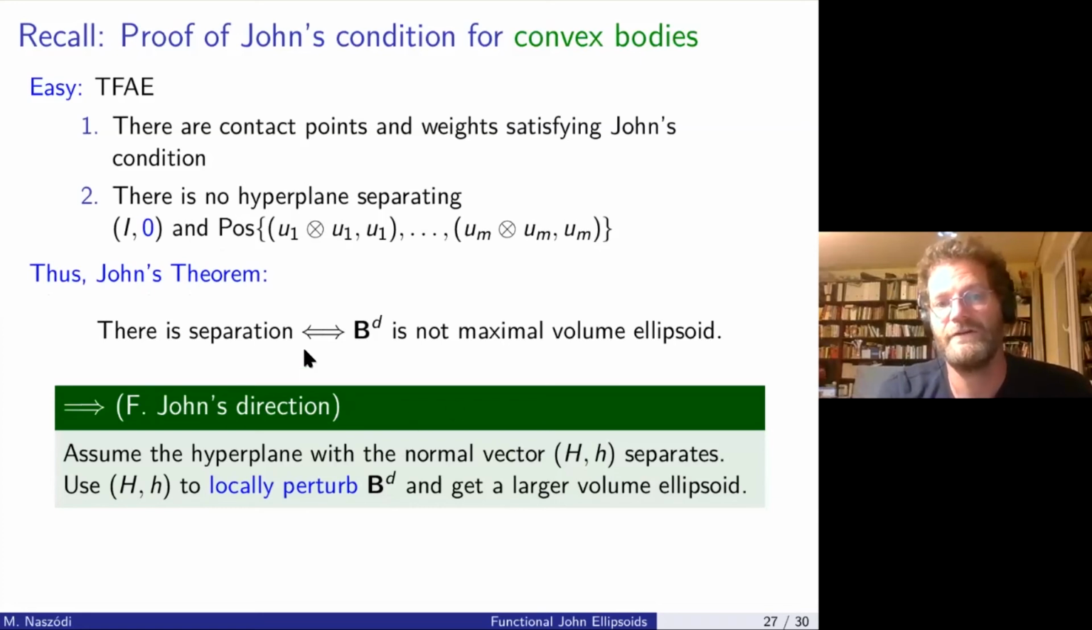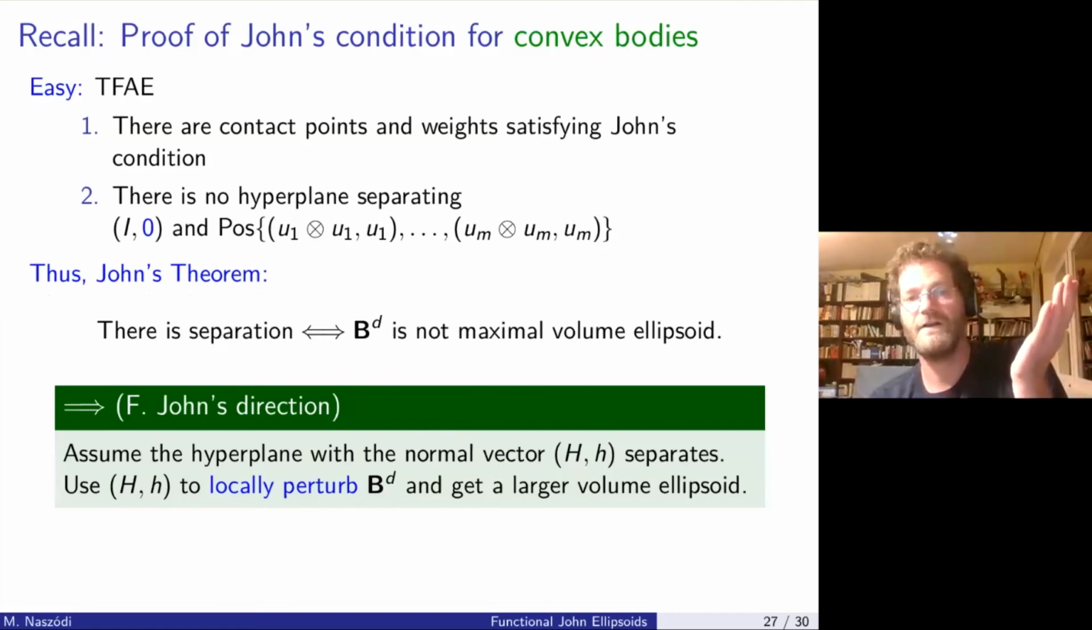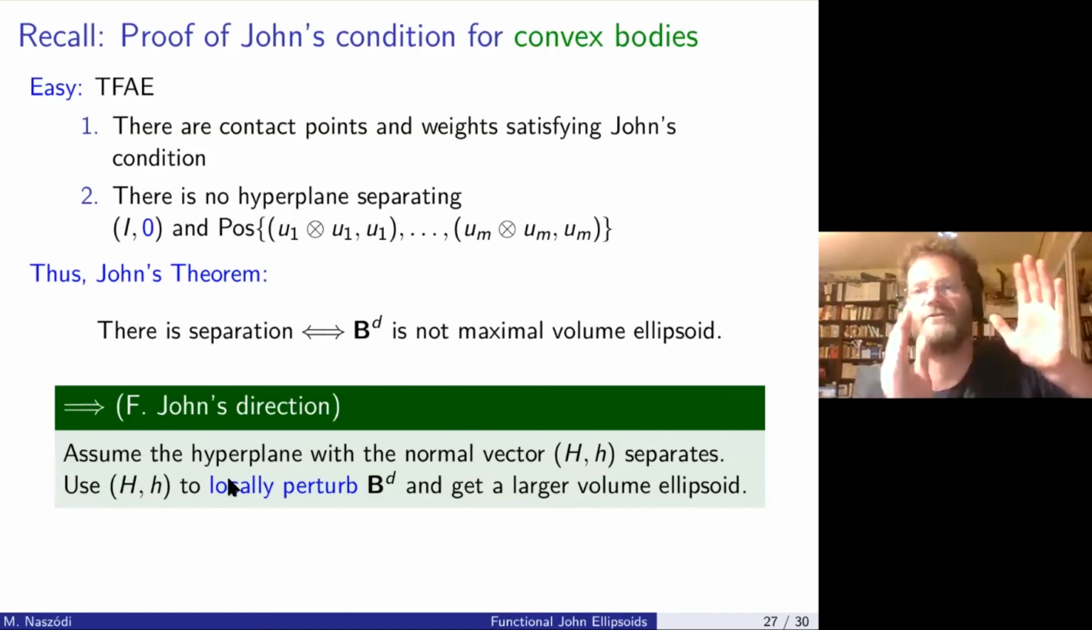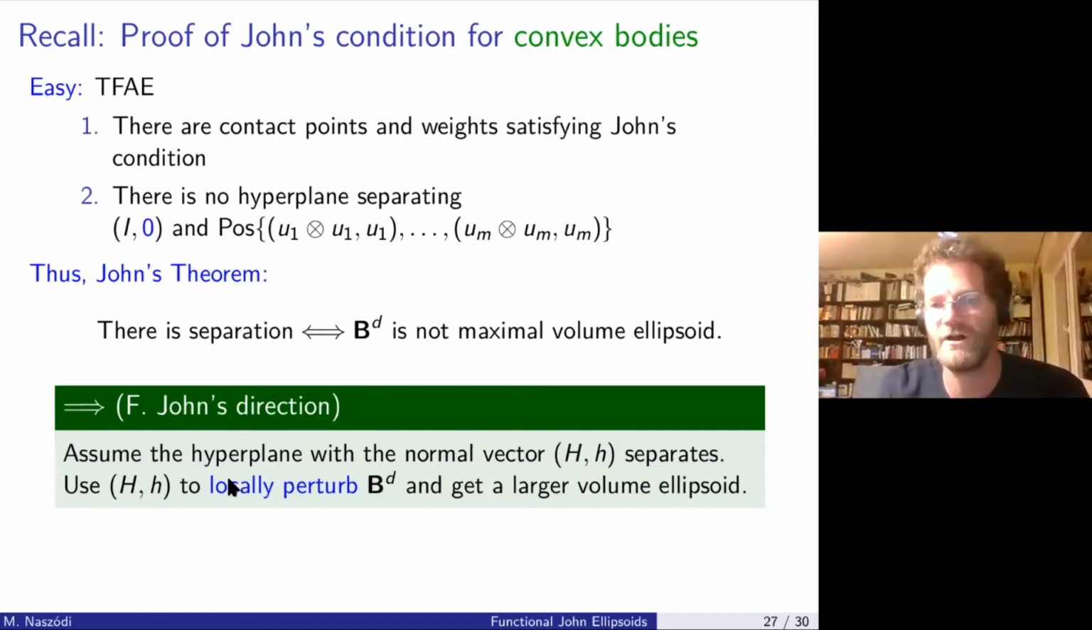And so John proved this direction. He proved that if the ball is the maximum volume ellipsoid, then I0 is in the positive hull. In other words, then there is no separation. So the way I wrote it, it's the left to right direction. So how do you prove it? Well, you say there is separation, then there is a separating vector, a normal vector of the separating hyperplane, and that normal vector helps you do a local perturbation of the ball to get larger volume.